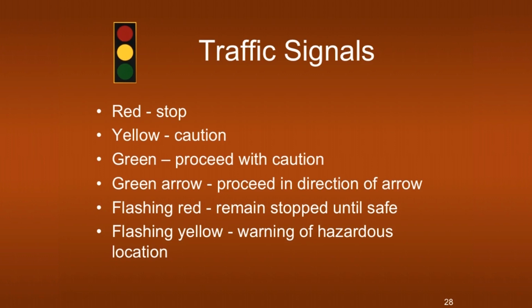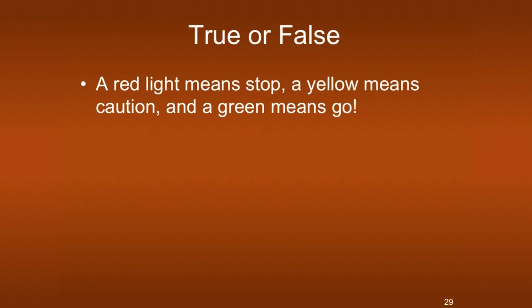Again, flashing red means remain stopped until it is safe. So you will stop. You then may proceed, but you must make sure that it's safe before you do so. Flashing yellow is an indication of a warning of a hazardous location. You do not necessarily need to stop, but certainly slow down and be aware of a potential hazard. True or false? A red light means stop, a yellow means caution, and a green means go! That is false. A green light means proceed with caution.